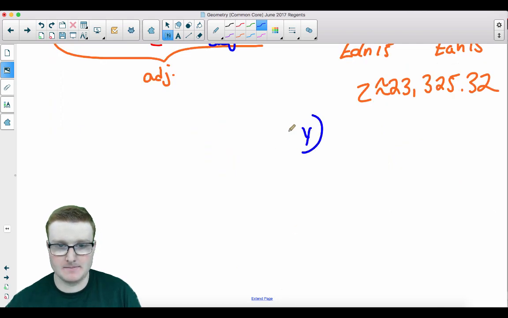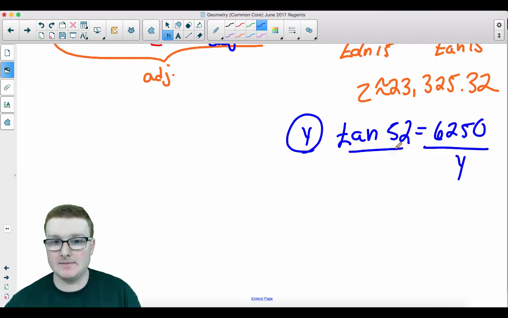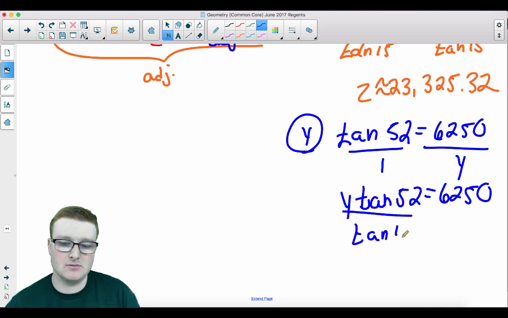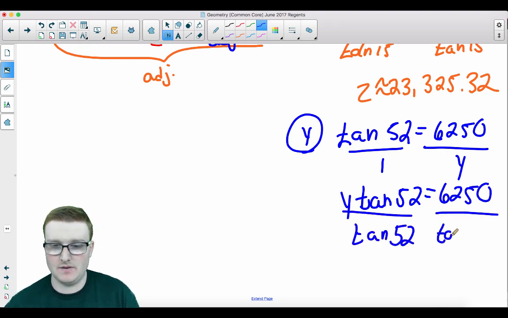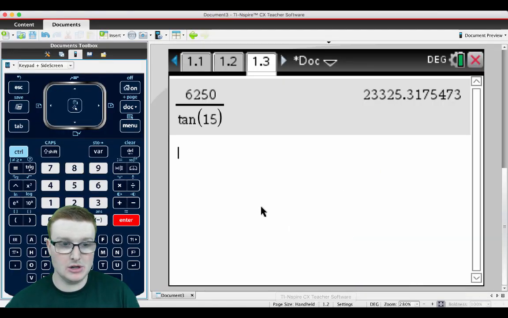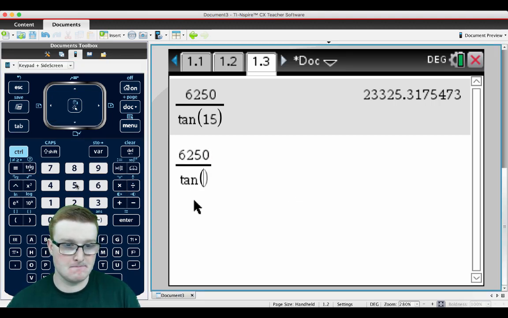Let's go ahead and solve for y. So we're using tangent still, just a different degree measure. The tangent of 52 is equal to 6,250 feet over y. Cross multiply and solve. y tangent of 52 equals 6,250. Divide by the tangent of 52. The tan of 52's cancel. When you go to your calculator, 6,250 divided by the tangent of 52.